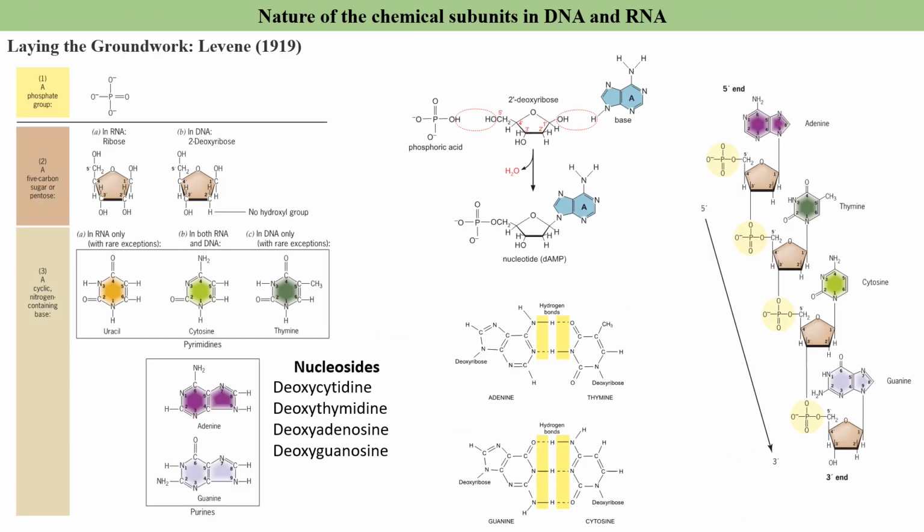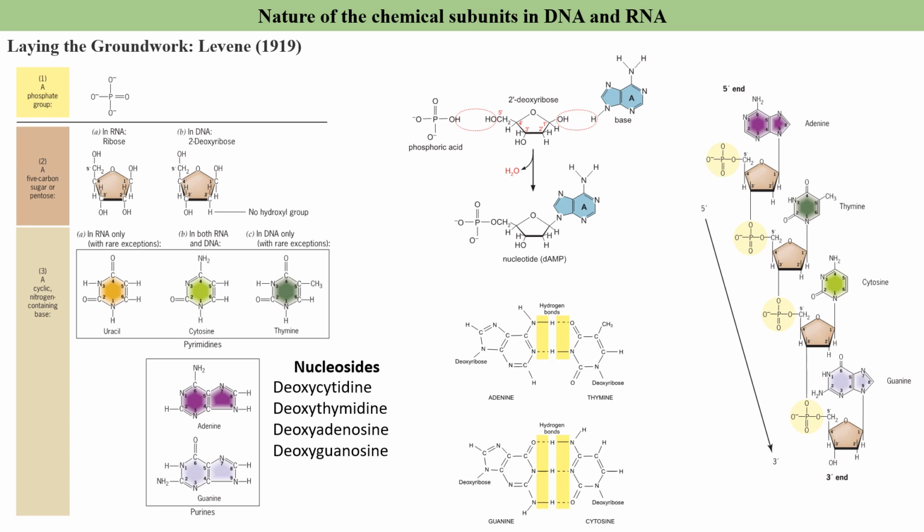So here are a few basics of the nature of the chemical subunits in DNA and RNA. First is the phosphate group. Second are the ribose sugars. That is, it has two types. One is the ribose and one is the deoxyribose. You may see here, there is an oxy group, and here is no hydroxyl group. OH, no OH, right? So this type of sugar is present in DNA.